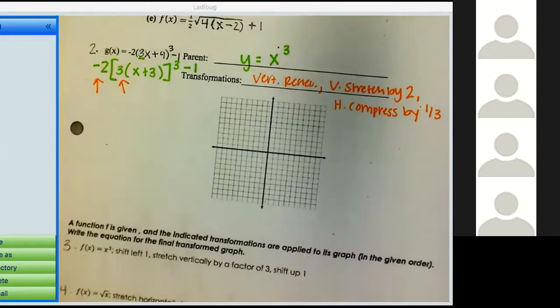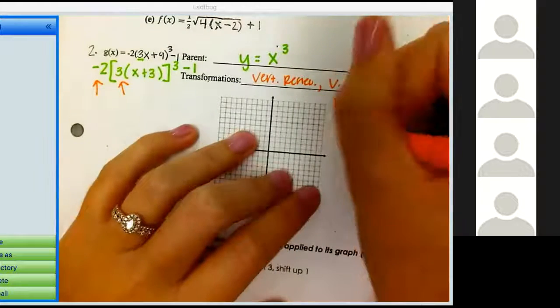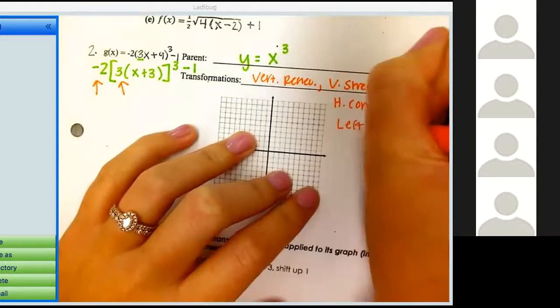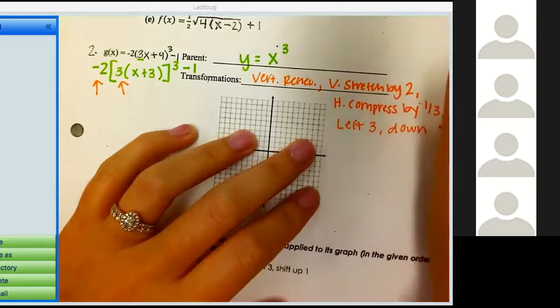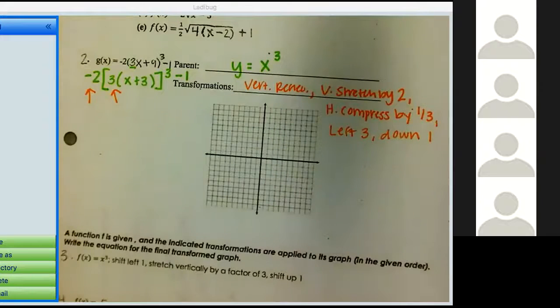Okay. All right, horizontal compressed by 1/3. We're left 3, good. I just heard somebody say left 3 and 1 down, beautiful. And y'all probably already said that. I couldn't pay attention to all that was going on. Are we okay? Everybody's good?